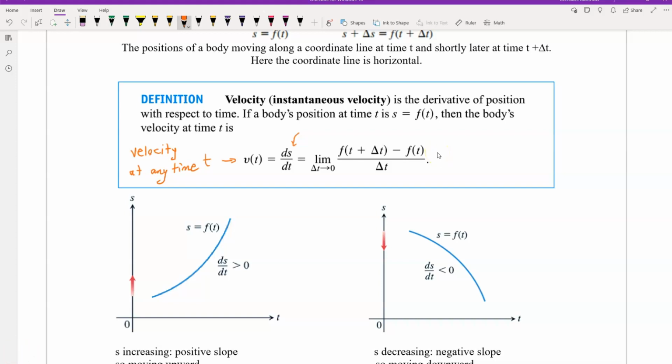And this limit is equal to the limit as delta t approaches 0 of delta s divided by delta t. So here is what we have for velocity.